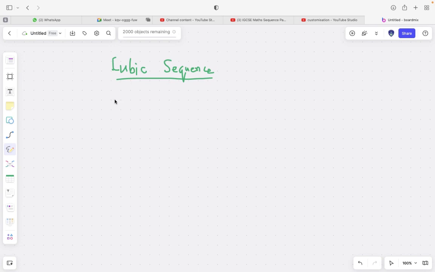So we're going to use the comparison method using a table like we did before for quadratic. We're going to use the comparison method to solve the nth term of a cubic sequence. So we're going to use the table method for comparison. We're going to make two tables to find the nth term of a cubic sequence.